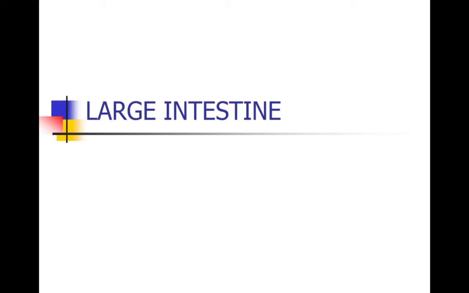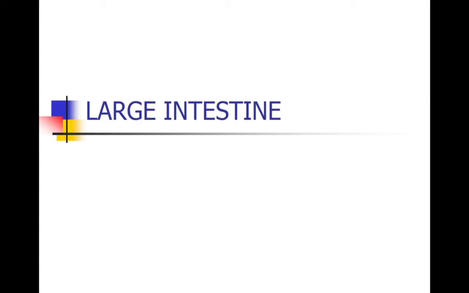Some digestion is also going on, and one of the functions is the secretion of mucus, because here the hard fecal matter is being produced after the absorption of the whole of the water from the chyme. And then another function of this part of the large intestine is the secretion of hormones. There are certain enteroendocrine cells: EC cells, L cells, and D1 cells.